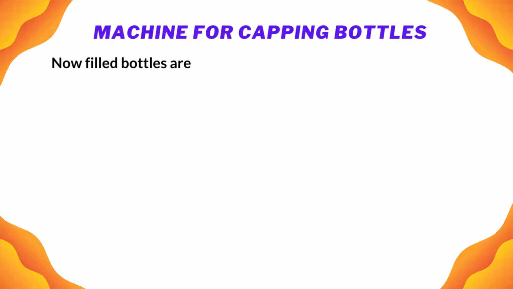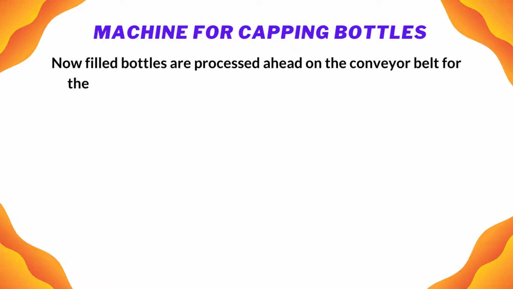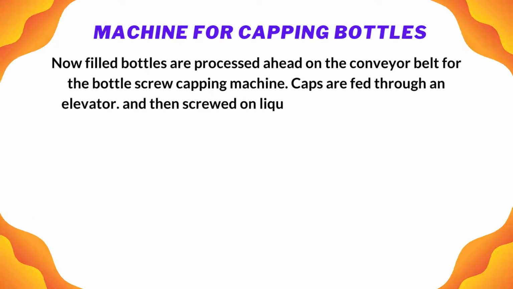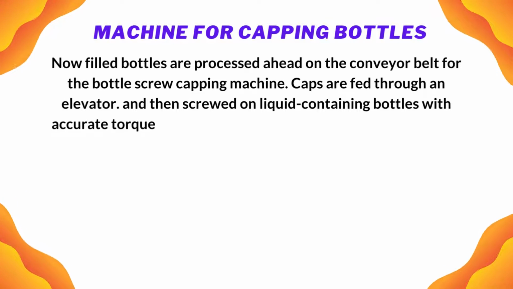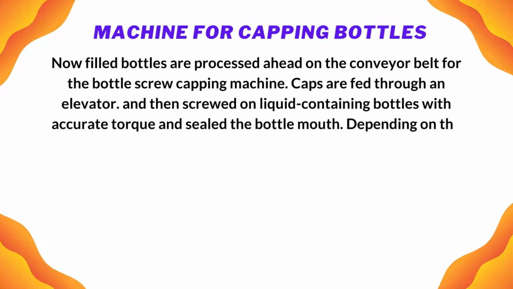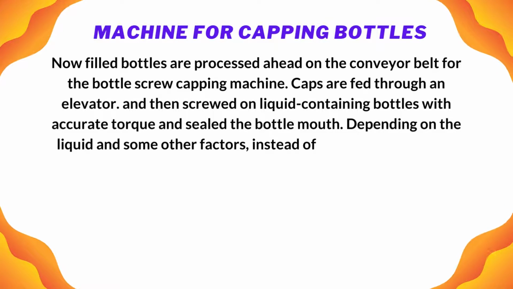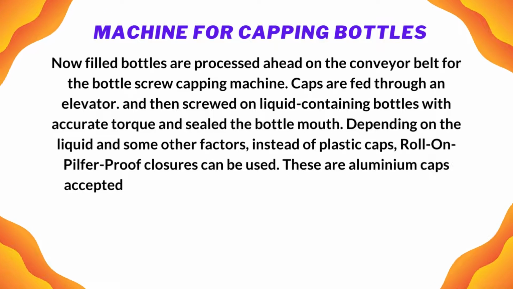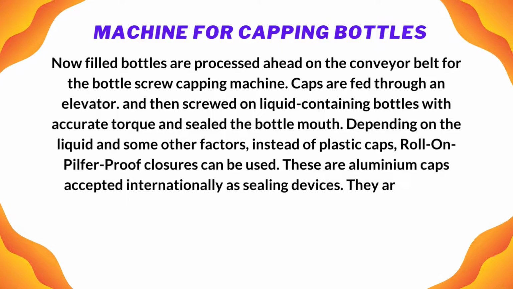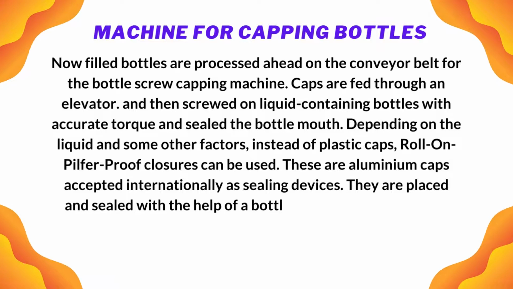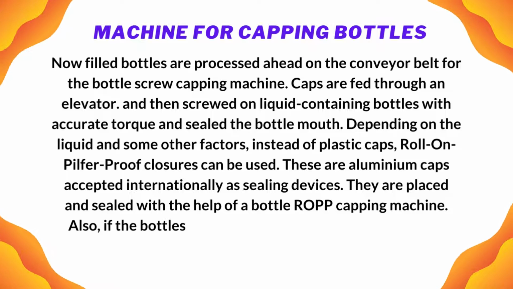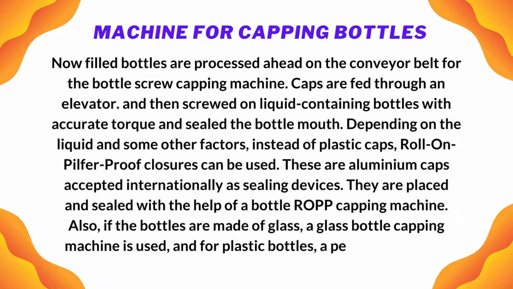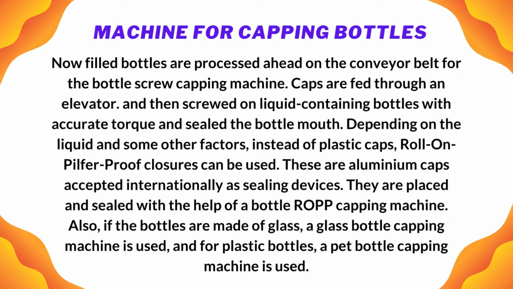Machine for capping bottles. Now filled bottles are processed ahead on the conveyor belt for the bottle screw capping machine. Caps are fed through an elevator, and then screwed on liquid containing bottles with accurate torque and sealed the bottle mouth, depending on the liquid and some other factors. Instead of plastic caps, roll-on pilfer-proof closures can be used. These are aluminum caps accepted internationally as sealing devices. They are placed and sealed with the help of a bottle ROPP capping machine. Also, if the bottles are made of glass, a glass bottle capping machine is used, and for plastic bottles, a PET bottle capping machine is used.